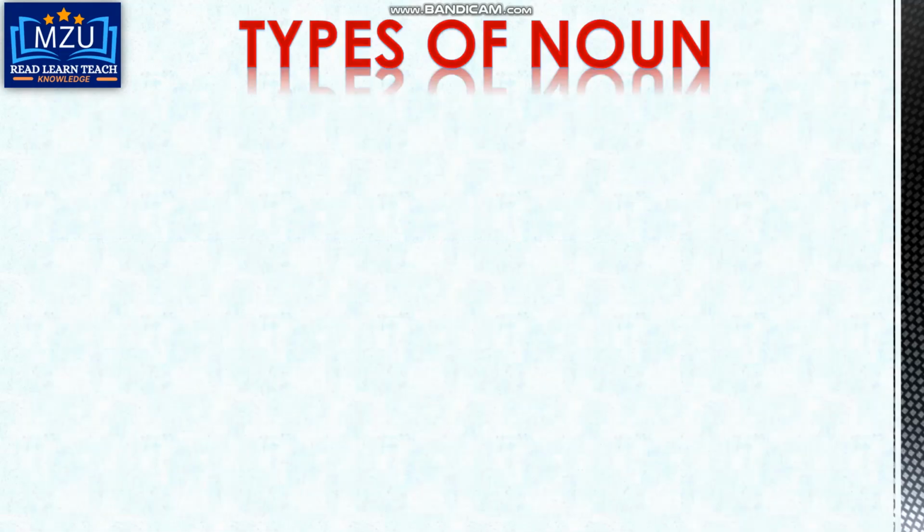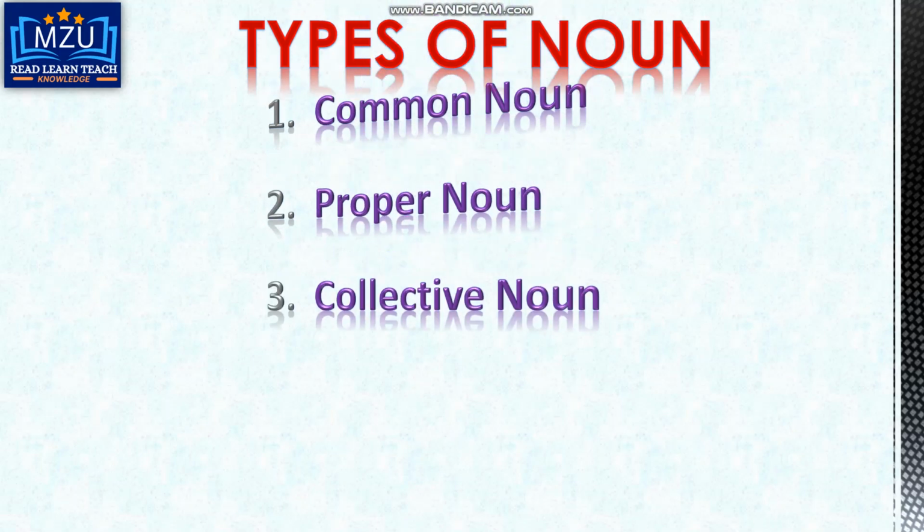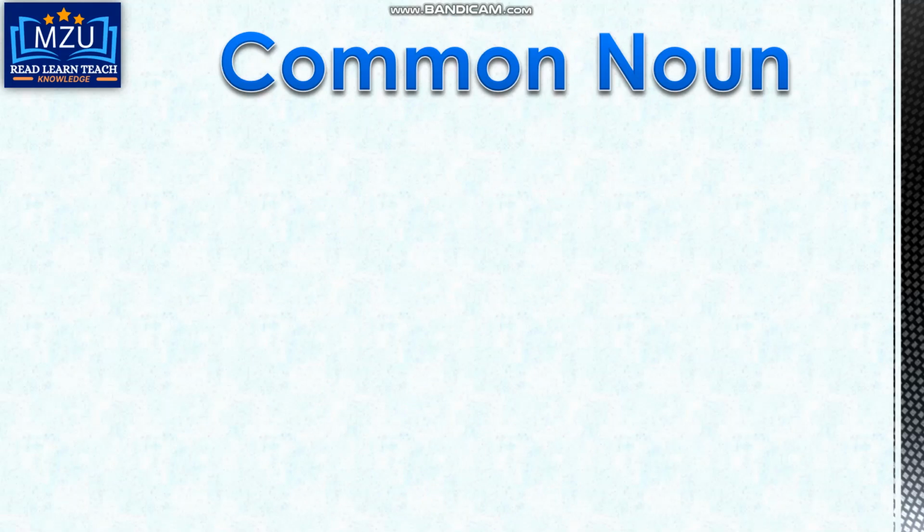Starting the types of noun. First type of noun is common noun, second is proper noun, third is collective noun, fourth is abstract noun, fifth is material noun. We will discuss each type of noun in detail, starting from common noun.